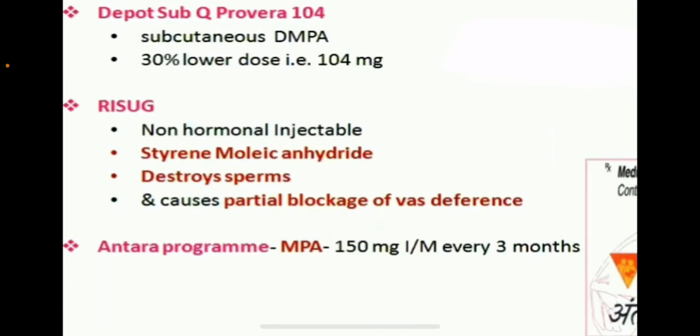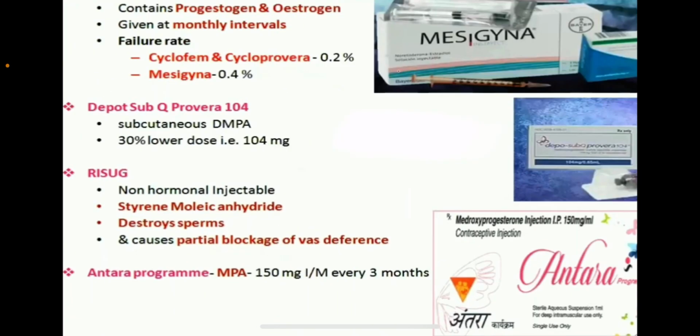It destroys the sperms and causes partial blockage of the vas deferens. It interferes with the transport of sperm via the vas deferens. It acts on the calcium channels required for transport, causing blockage of the vas deferens and destroying the sperm therein. It is a non-hormonal injectable.